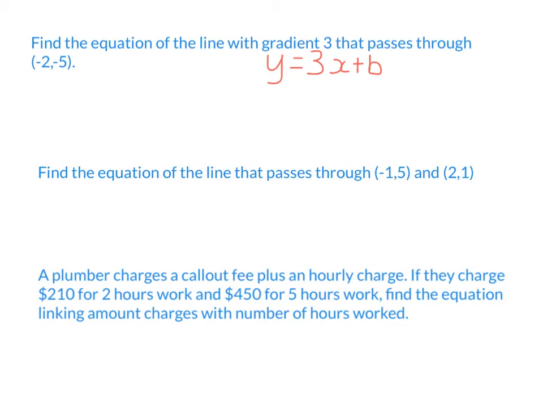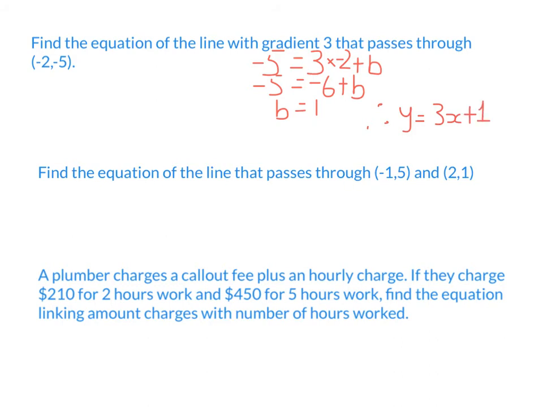So what I'm going to do is I'm going to change y to be minus 5, and I'm going to change x to be minus 2. And then I have an equation with one unknown, which is b, and I can solve it simply. Minus 5 equals minus 6 plus b. Add 1 to both sides, you get b is 1. So in this example, the gradient's 3, the y-intercept's 1. So the equation is just y equals gradient times x plus y-intercept.